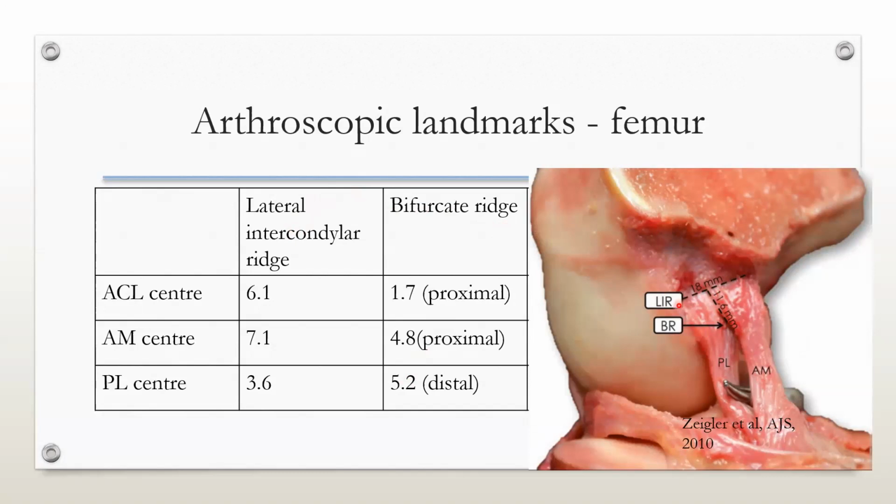You can see this corresponds to the lateral intercondylar ridge, and the perpendicular line in between is the bifurcate ridge, dividing into an anteromedial bundle insertion and a posterolateral bundle insertion. With these landmarks, as per Ziegler, this is roughly where the center of the anteromedial bundle would be, this would be the center of the ACL between the centers of the anteromedial and posterolateral bundles, and this point corresponds to the center of the posterolateral bundle.